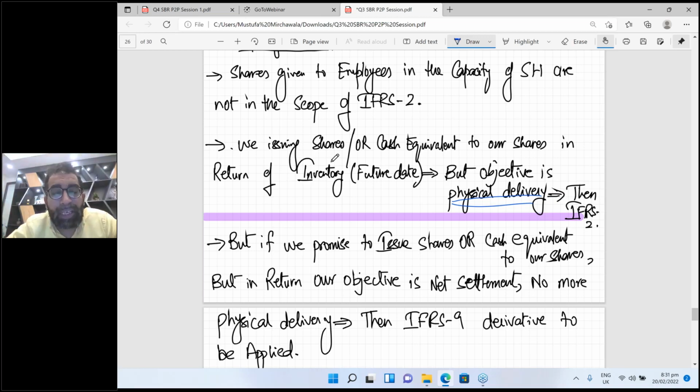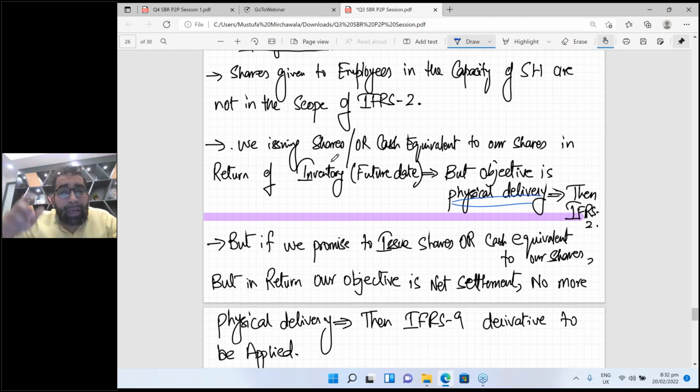But if we promise, now this is a technical game. Today you have sugar, you deal in sugar. I told you that I'll buy 100 tons of sugar from you at a fixed rate of $20. Okay, and I'll pay you in the form of shares, or I'll pay you the market price of my shares.